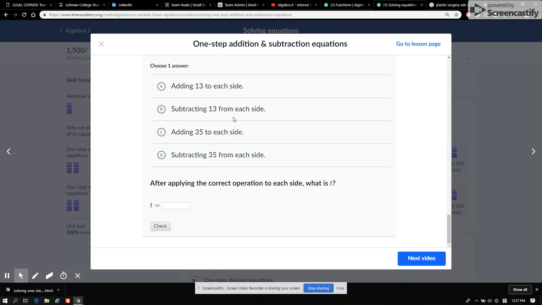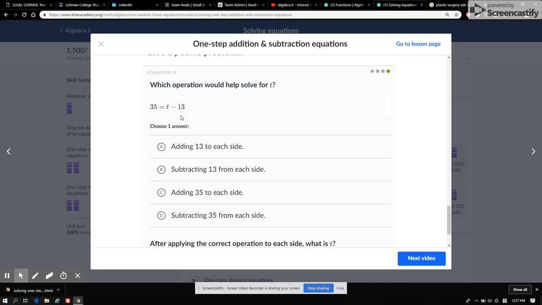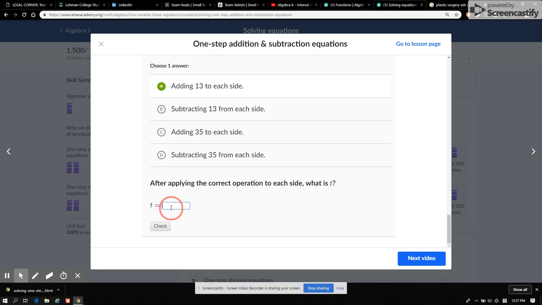And then, oh, look at that. They flipped the question around to see if we can get screwed up. Nope, we're still adding 13 to each side. And the answer is still 48.